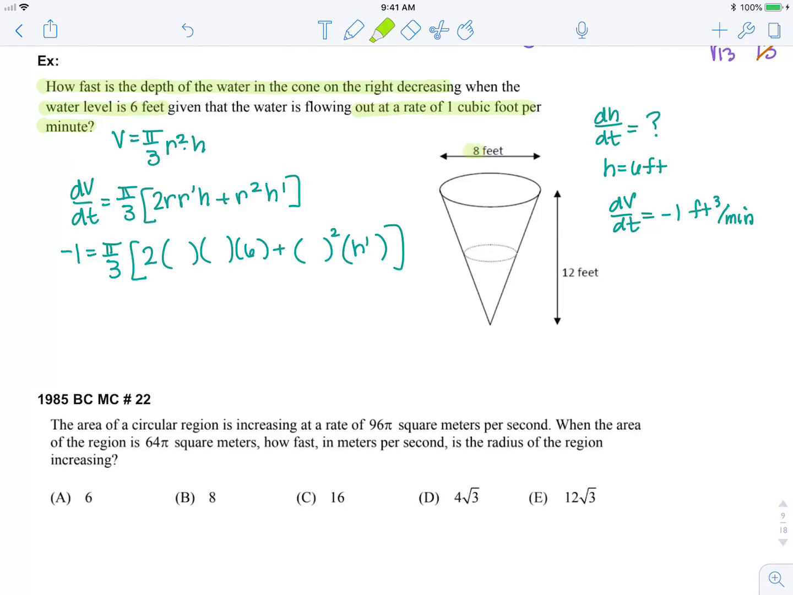So what can we do to relate the height and the radius of this cone? Well, they show us in the problem that the ratio of the radius to the height will always be 4 to 12 because that's the overall radius and height of the cone. So we have 12r equals 4h or 3r equals h. So we also can differentiate this with respect to time to get 3r prime equals h prime, or r prime equals h prime over 3.